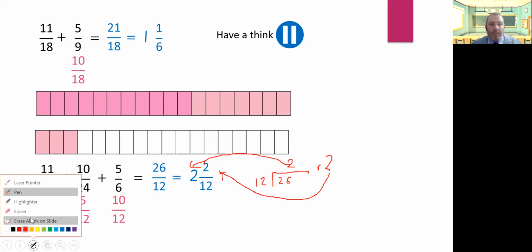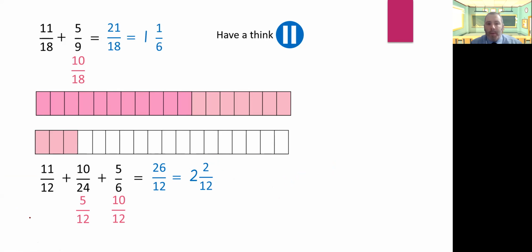Now again, I can tidy this up a little bit. 2 and 12 are both divisible by 2. So I can make that into 1/6. So what we're always trying to do now, we're looking for the simplest form. We're looking for the first equivalent of that fraction. So 1/6 is equivalent to 2/12, 3/18, and so on as you go through the 6 times table.